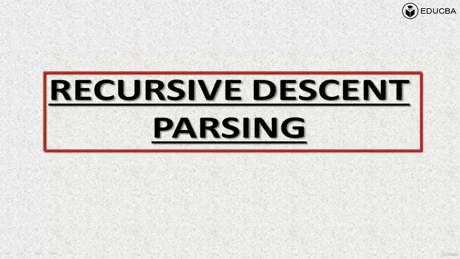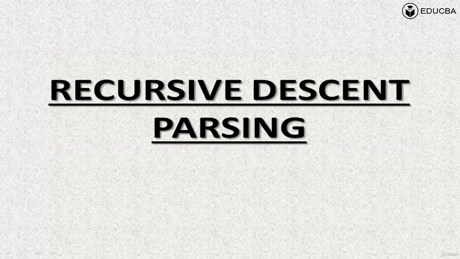Hello friends, recursive descent parsing. So after knowing about context-free grammar, we are seeing this method. This is a method of parsing your sentences present in your raw text. So what is that type of parsing?